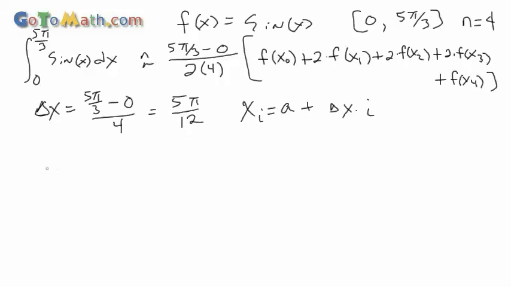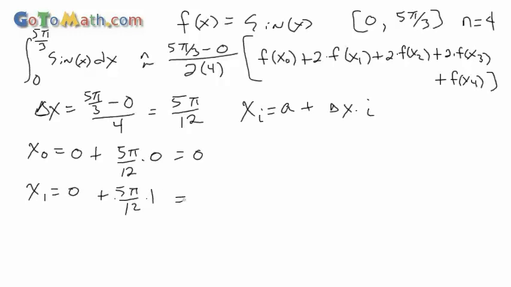So the first thing we're going to do is get x of 0. That would be this guy right here. We're starting at a, which happens to be 0, plus our delta x, which is 5 pi over 12, times 0, so x of 0 is 0. And then we have x of 1: 0 plus 5 pi over 12 times 1 is 5 pi over 12, so that's easy enough. And then x of 2 is equal to 0 plus 5 pi over 12 times 2, and that'll reduce down, since 2 goes into 12 six times, to 5 pi sixths.